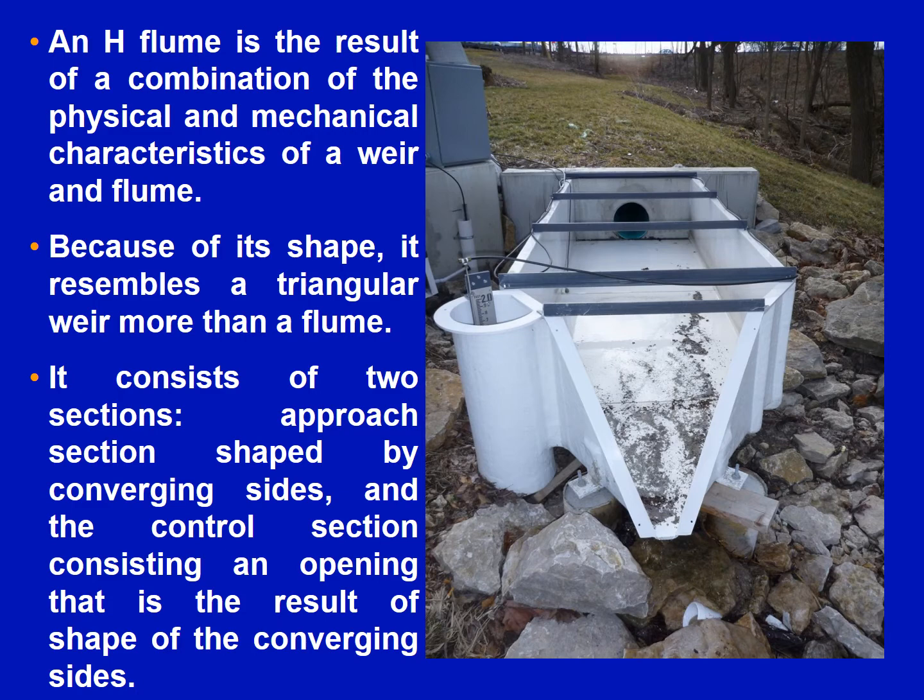In the previous Parshall flume there were 3 sections: converging, throat and diverging. Here only 2 sections are there. One is the approach section, which is converging, and another is the control section, which is an opening just like a triangular weir. So in the case of the H flume there are only 2 sections: the approach section and the control section.